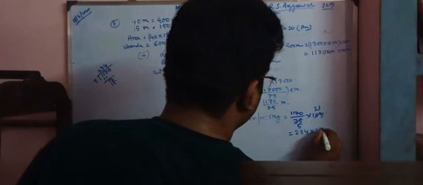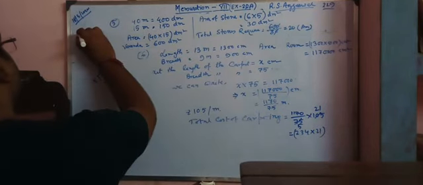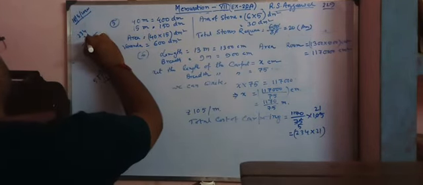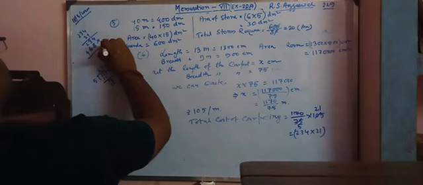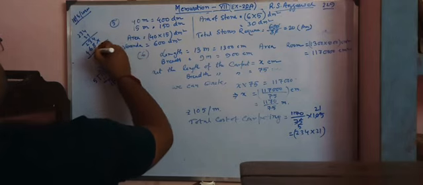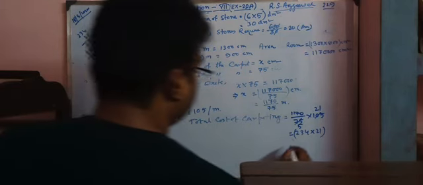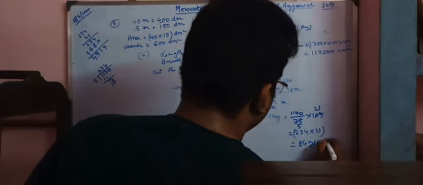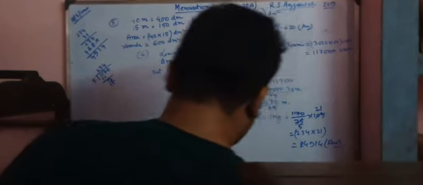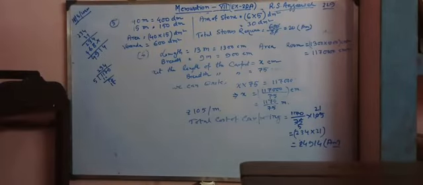Four into 21, 234, so 4914 rupees. 4914. That is my answer. Okay. You can see that.